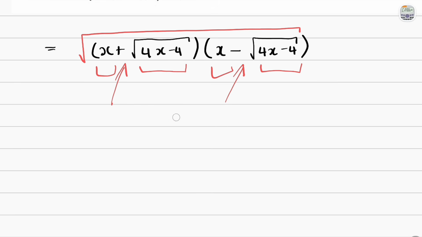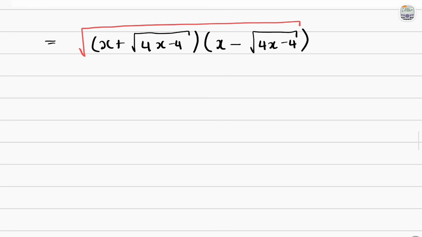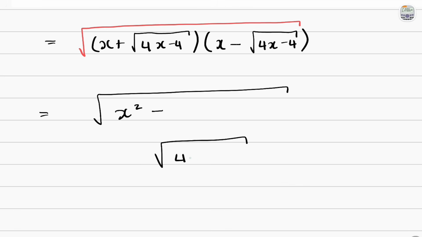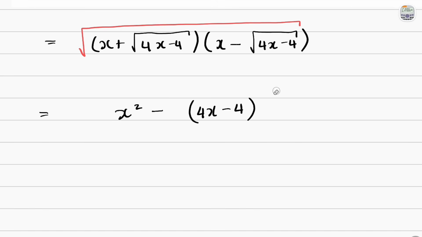So what we can just do there is, to multiply them, we would just square the first terms. x times x is x squared. And then square the last terms and just keep a minus in the middle. So if you square the last term, 4x minus 4, the radical breaks open, and you're left with 4x minus 4. But you're subtracting by this, so you need to protect it with brackets.